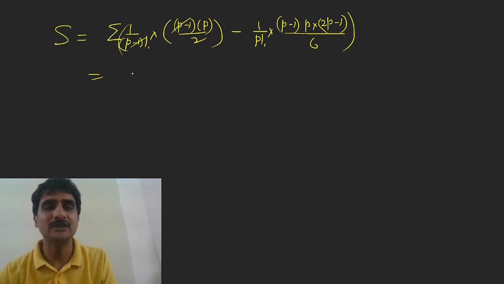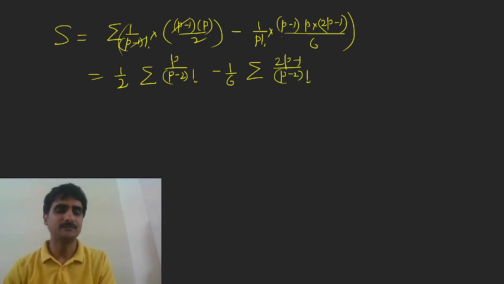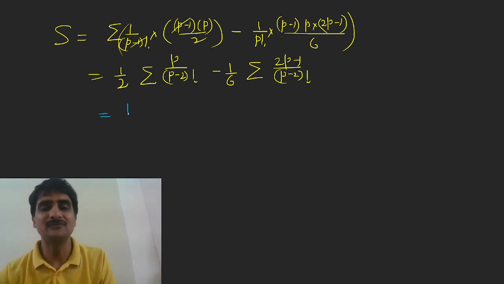So this gets cancelled. So this is half times summation of p over p minus 2 factorial. Then this is minus 1 by 6 times summation of 2p minus 1 by p minus 2 factorial. I think all of you will agree with me. Isn't that so? Do all the students agree? Okay. Now what will we do here? See, now in which form is this going? Keep getting rid of the p in the numerator.